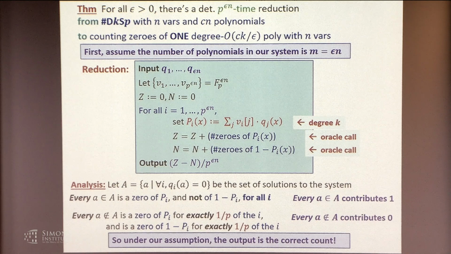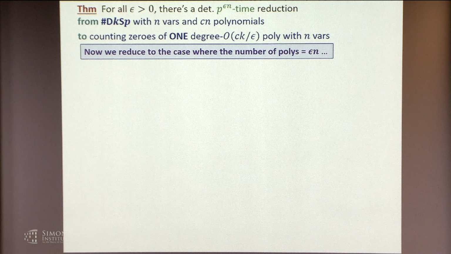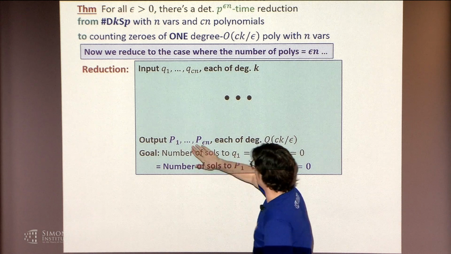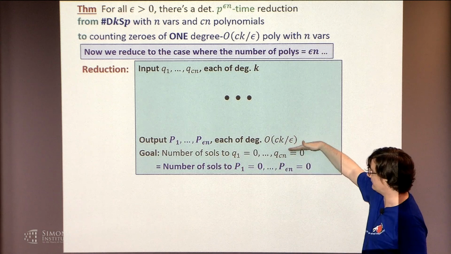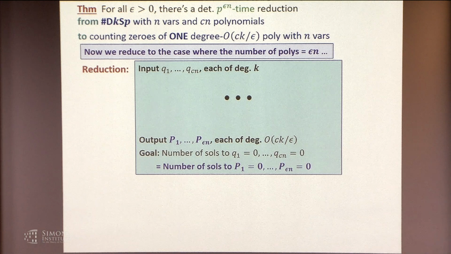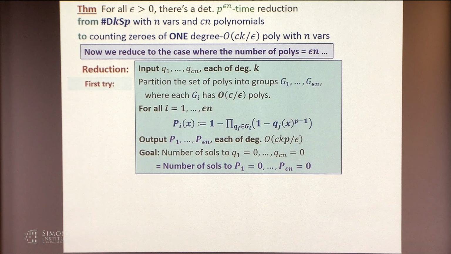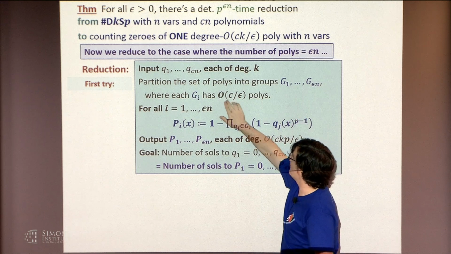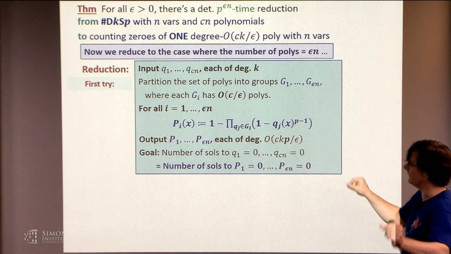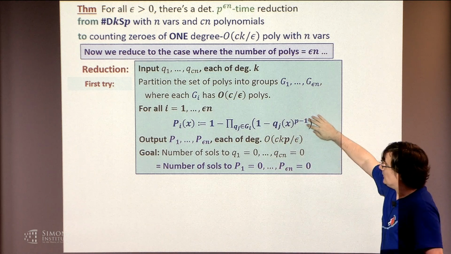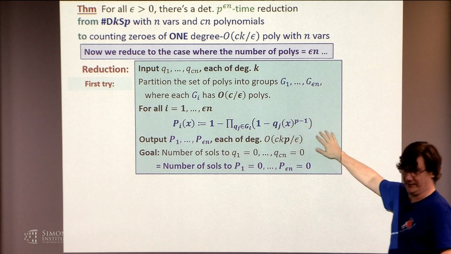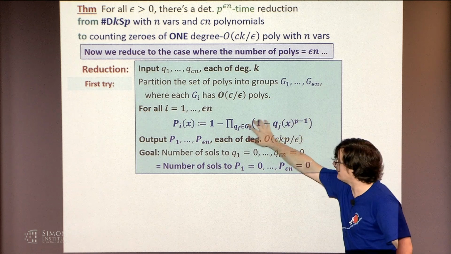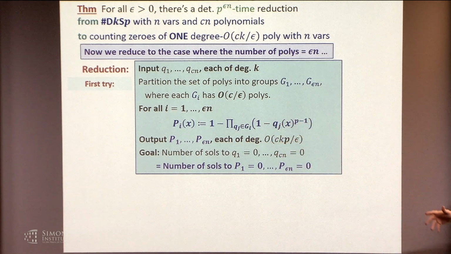Now let's see how to reduce to the case of epsilon n polynomials. We're going to start with c n polynomials and end up with epsilon n polynomials, so that the number of solutions to the original system equals the number of solutions to the new system. Our first try is to partition the set of polynomials into epsilon n groups, each with order c over epsilon polynomials. So just group them up naturally, and form a single polynomial which is supposed to vanish if and only if all the polynomials in the group vanish. This is the first try. People who work over prime fields will see this is a very common expression.